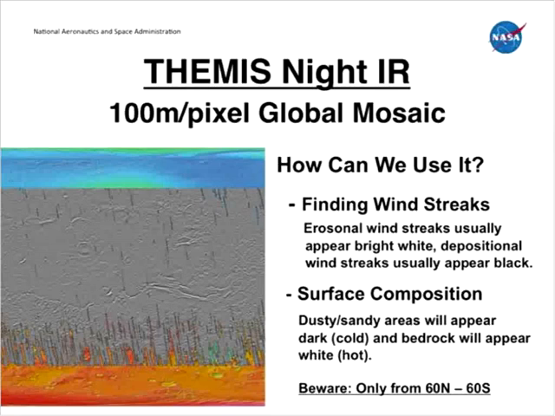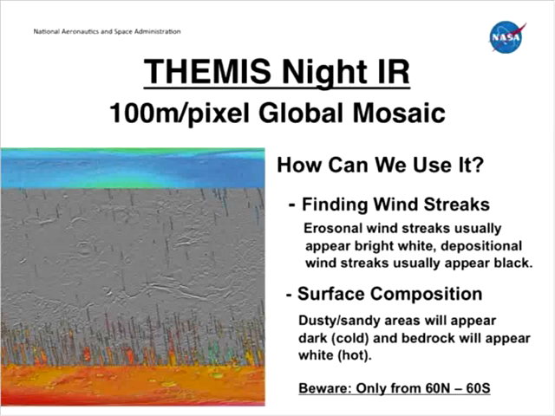Well, this is a really good map for finding wind streaks, whether they're erosional or depositional. Erosional wind streaks, which form when there's an obstacle like a crater or a mountain, and as the wind flows around it, it scours away the dust behind that obstacle. So those features usually appear bright white because you're taking away really fine dust and exposing bedrock. And bedrock is really dense and holds onto its heat at night. So in these images it appears really bright white.